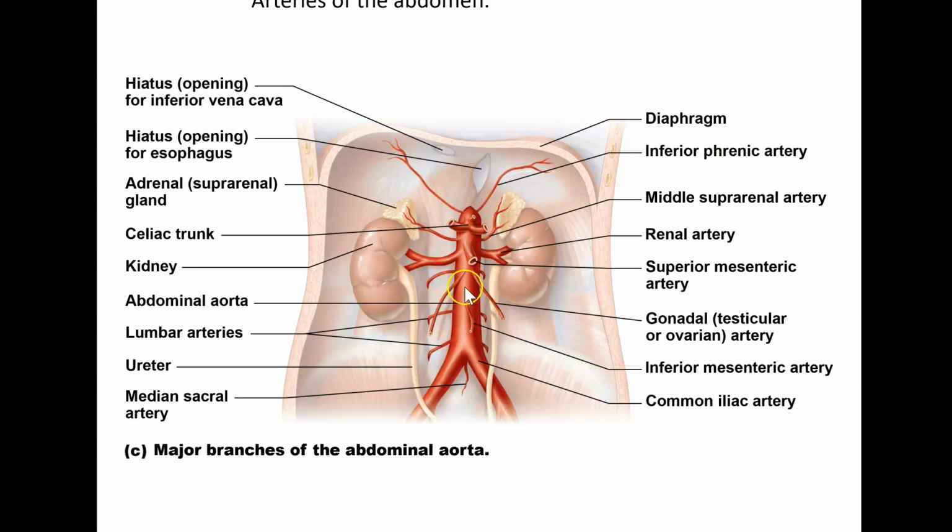Continuing on down, we can see our singular inferior mesenteric artery that would supply the distal portion of the colon and the rectum. At the level of LV4, we have a bifurcation into the common iliac arteries to go over to the right and left lower extremities and pelvic regions.